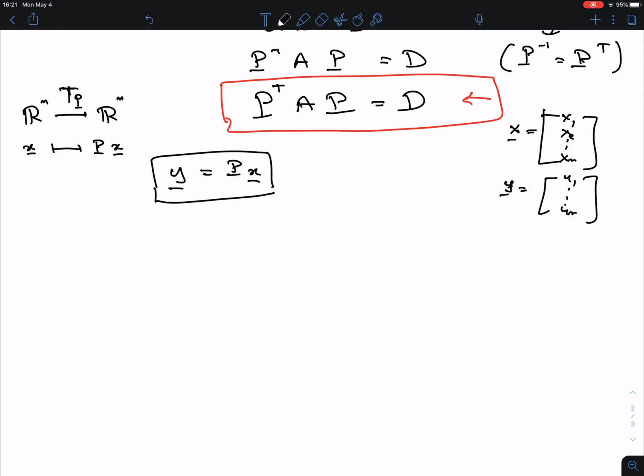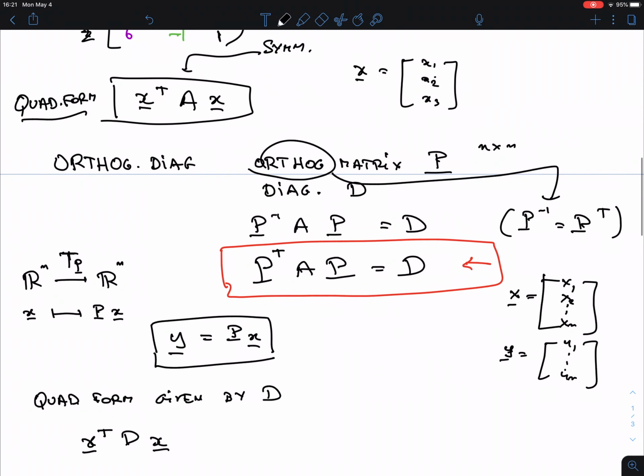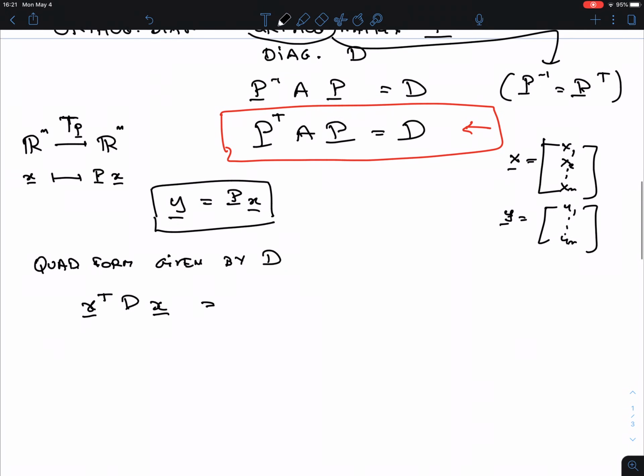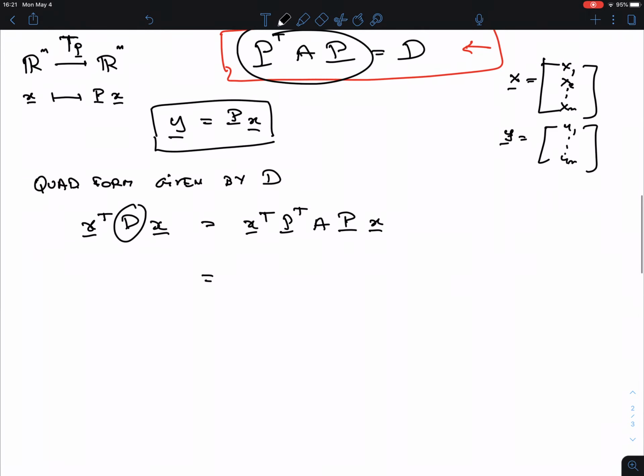the quadratic form given by the diagonal matrix D. Let's look at that first. So what would that be? That would be by definition this guy, right? I remind you of the formula. Okay. Now D itself, let's write this out, D is this fellow, so I'm going to replace D by P transpose A P, x. Okay, so I replaced D here by this expression.